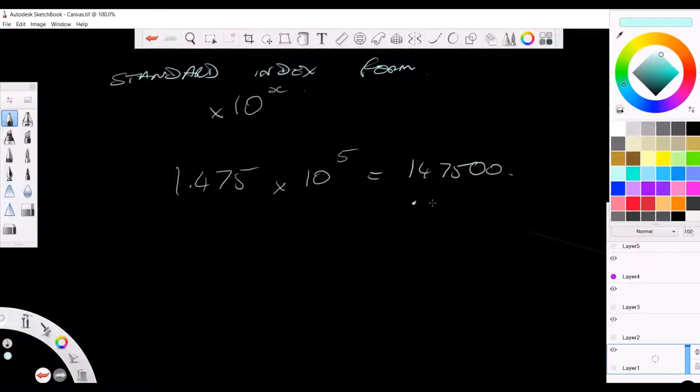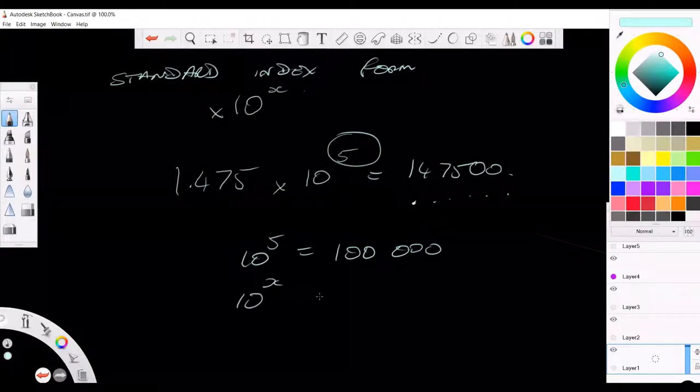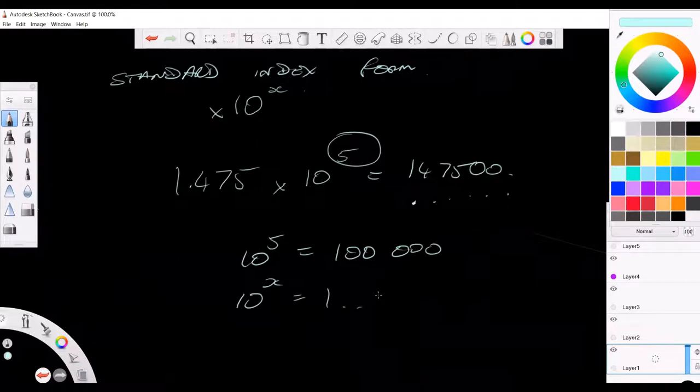Well, I had a decimal place here, and it shifted 1, 2, 3, 4, 5 numbers. 5. Yeah, because 10 to the power 5 is 100,000. If you put this into your calculator, it'll tell you that. But if you take 10 to the power anything, it's a 1, and then x zeros after it, 10 to the power x. So 10 to the power 5 is 1 with 5 zeros after it.